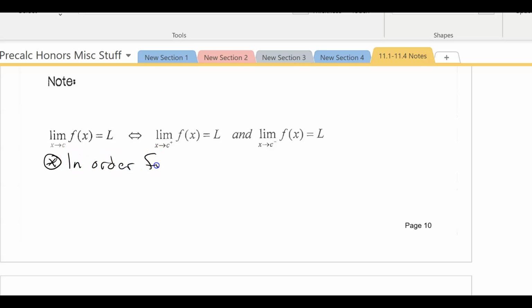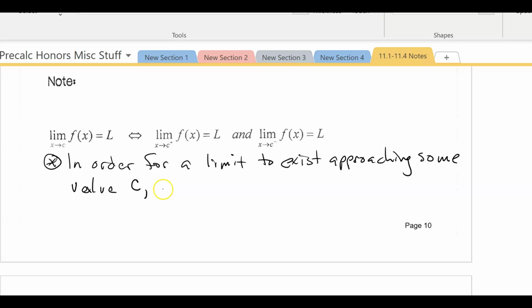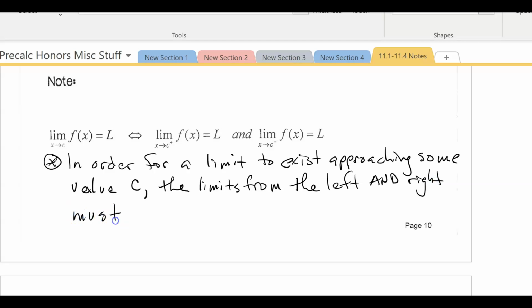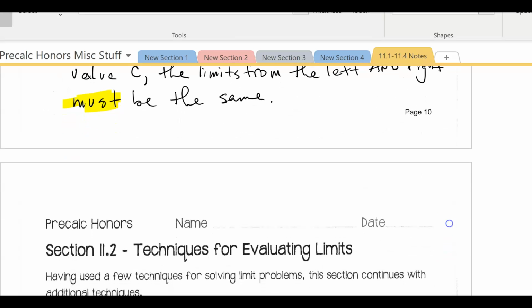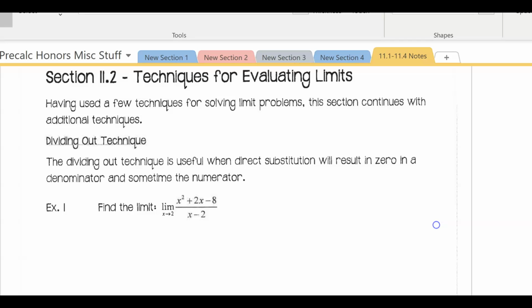In order for a limit to exist approaching some value c, the limits from the left and right must be the same. Again, just a really brief introduction, and we'll talk more about that in a later video. All right, section 11.2.